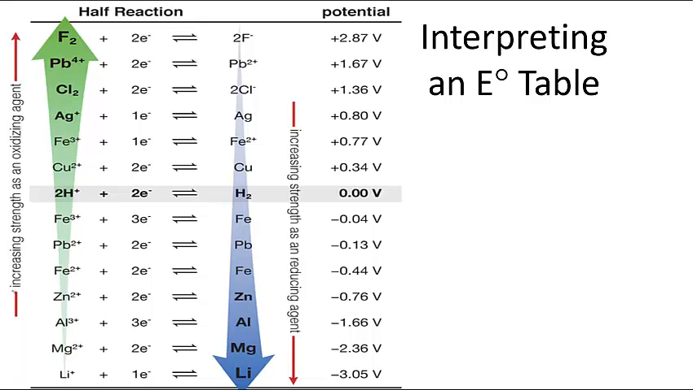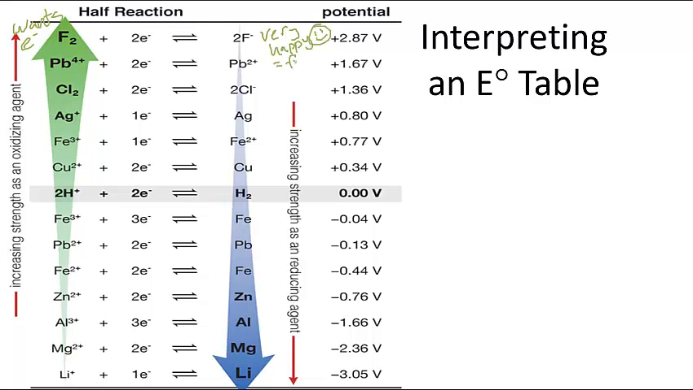Okay, interpreting the E naught table. You have something that looks like this. So, what do we know about fluorine? Well, fluorine, highly electronegative. Most electronegative element there is. This wants electrons, right? Fluorine really wants electrons. So what do you think that means about the reaction of F2 plus 2e minus making 2F minus in terms of favorability? Very favorable. Very happy.